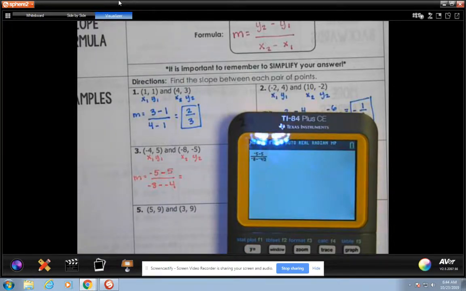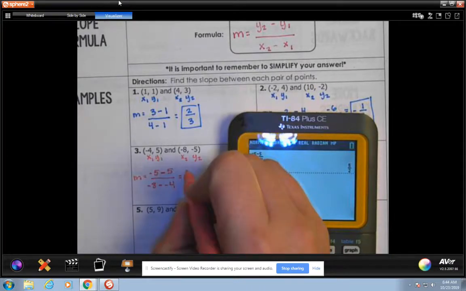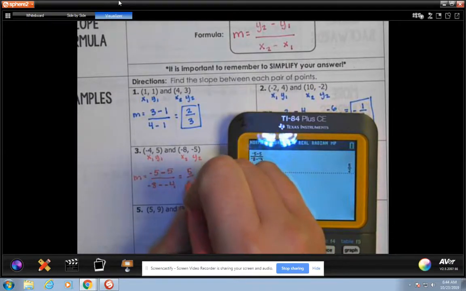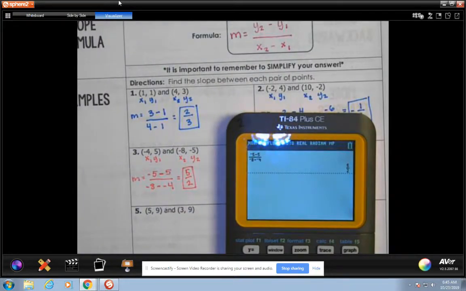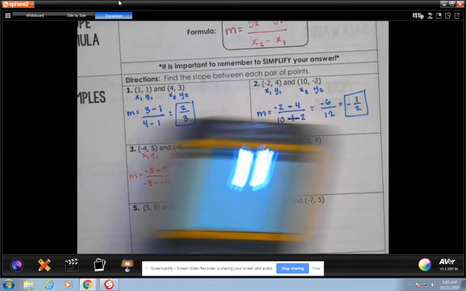And what this is going to do, it's going to do the math problems for us. It's going to simplify the fraction and we're going to be done. So hit enter. And so you would get 5 over 2. All right, and that's it. So let's go ahead and do number 4.